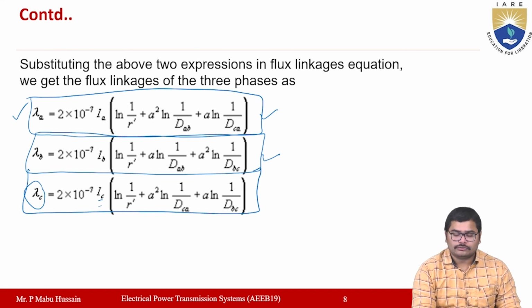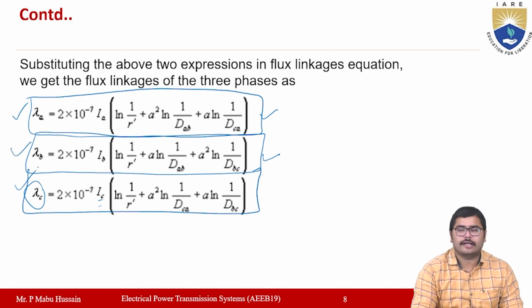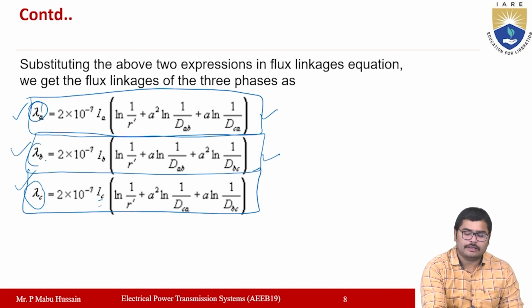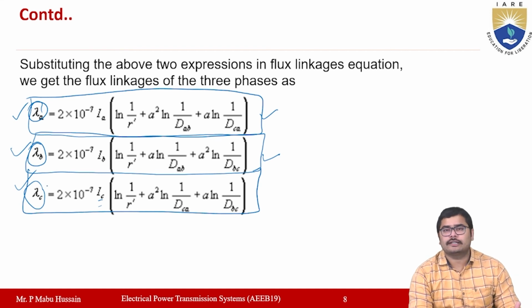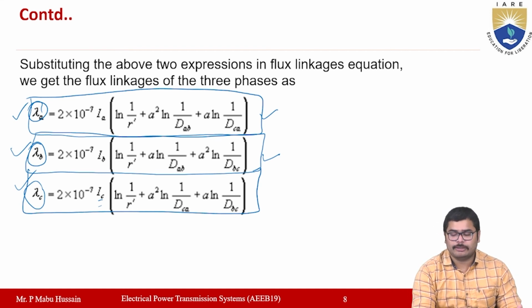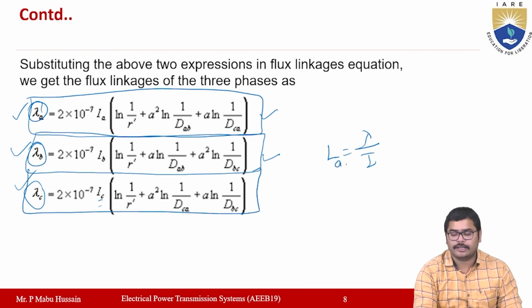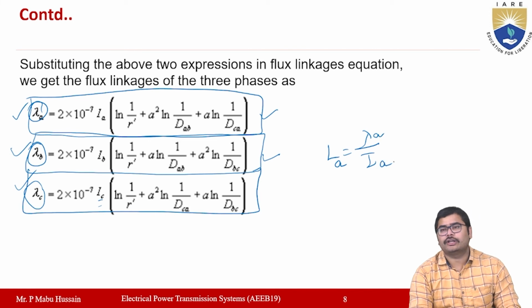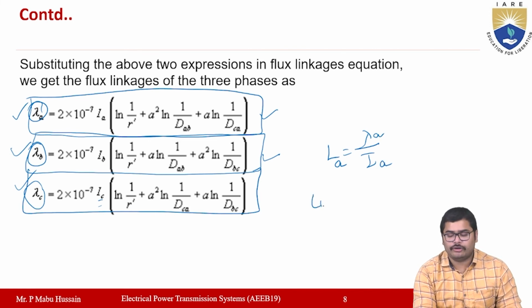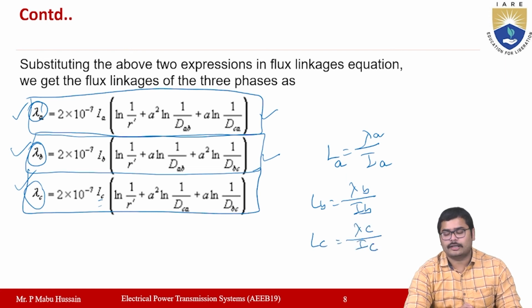Okay, now these are the flux linkages of conductor A, conductor B and conductor C. Once you know the flux linkages, you can determine the inductance by using the expression L is equal to flux linkages by current flowing through that conductor. So if you want the inductance of conductor A, the value will be flux linkage of conductor A by current flowing in conductor A. LB will be equal to flux linkage of conductor B by current flowing in conductor B, and LC will be equal to flux linkage of conductor C by current flowing in conductor C.